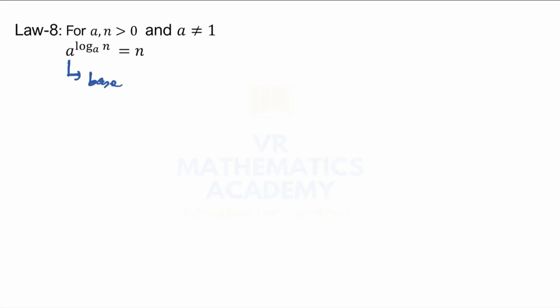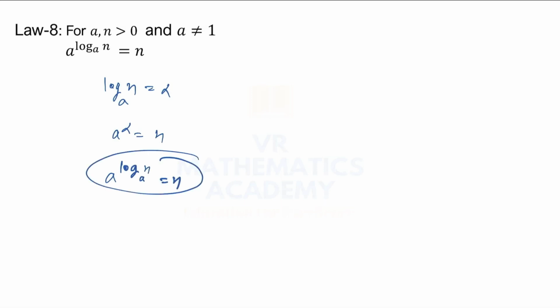The next, law number 8: for a and n greater than 0 and a not equal to 1, a raised to the power log of n with the same base a will always be equal to n. In this law, you can easily see that this is the base and this is the base of the logarithm. They are both equal, small a. That's why the result will be equal to n.